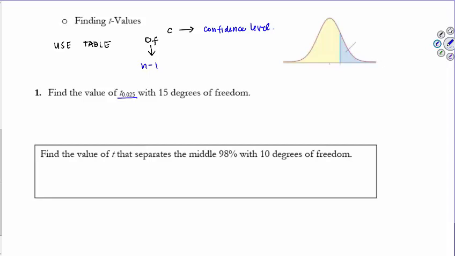t.025. That means that we have a critical value of t that separates 0.025 of the area. So that means that this area here is 0.025 in one tail. There are 15 degrees of freedom, so we sometimes write it in shorthand as t.025 with 15 degrees of freedom.